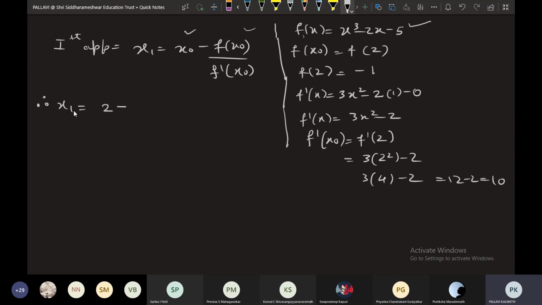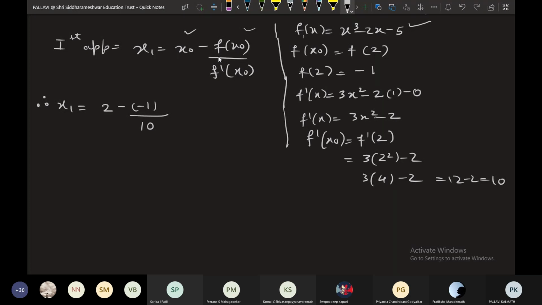Okay. So x1 equals x naught, that means 2, minus, you keep as it is. What is f of x naught? Is it minus? Oh, I should not write this, I should substitute. Okay. What is f of x naught? Minus 1. Minus of minus 1 should be divided by f dash of x naught. How much?